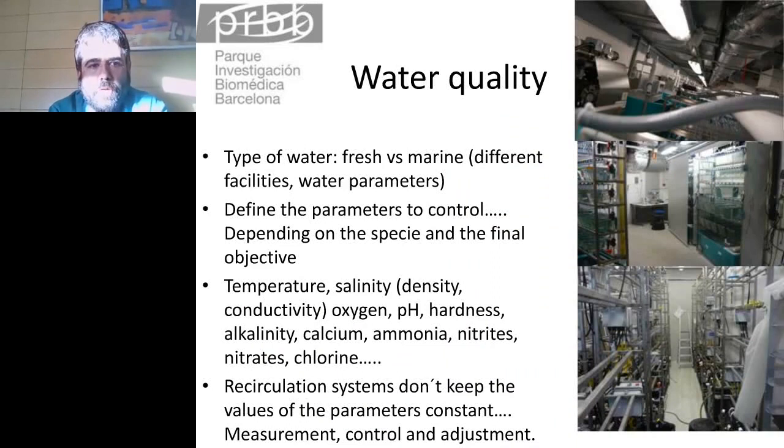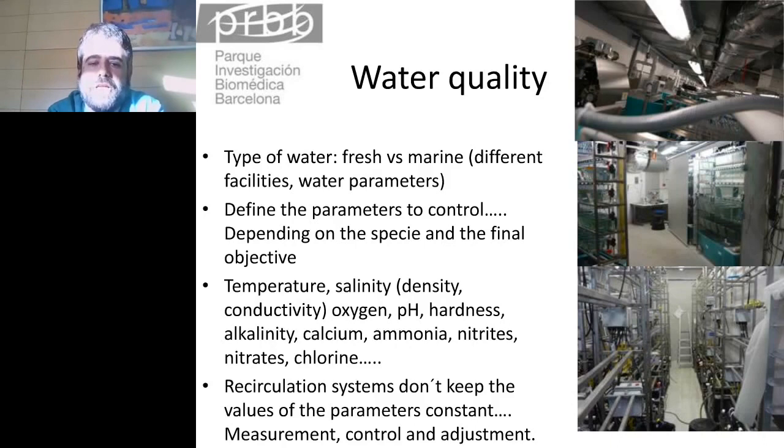So right now we have done a lot. We have our species, we have our life support system design, but we don't have any water inside of it. So we have to decide which kind of water we are working with, and also define the parameters that we should control. Depending on the species and the final objective of the research, we should control more or fewer parameters. I usually divide the parameters in two kinds of groups.